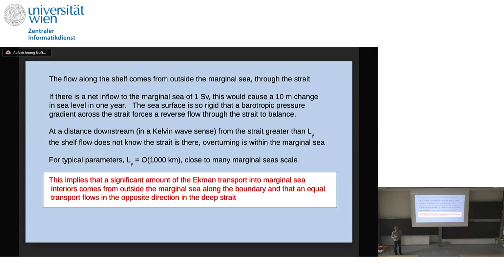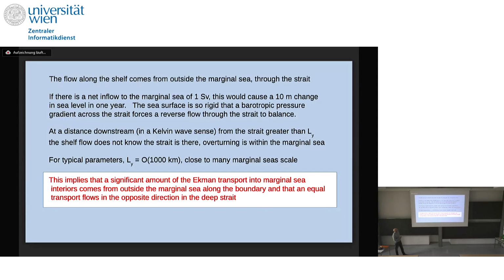That's not going to happen. The sea surface height is just too rigid. You get a little bit of a depression, there's a big pressure gradient, and that drives a flow. So in order to balance mass, the flow going out the strait on the shelf has got to be balanced by a flow coming in the deep ocean, or flow going in on the shelf is balanced by flow going out in the deep ocean.